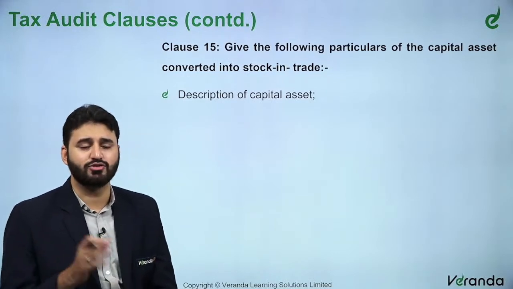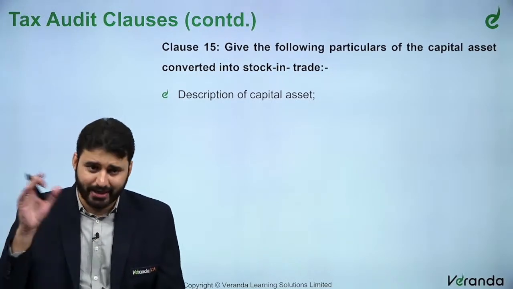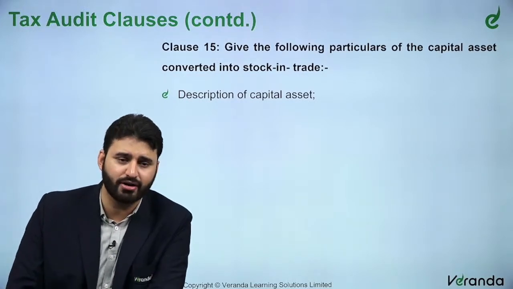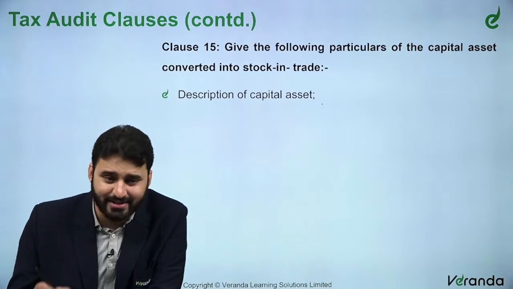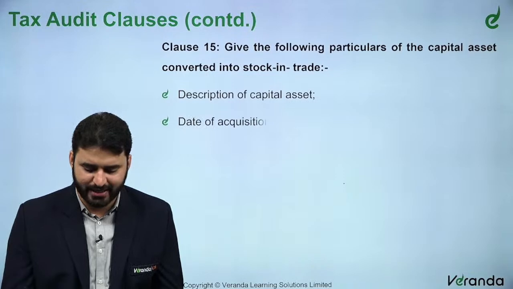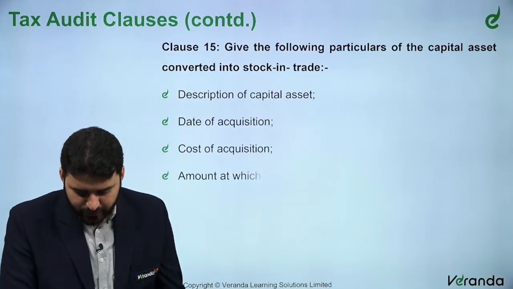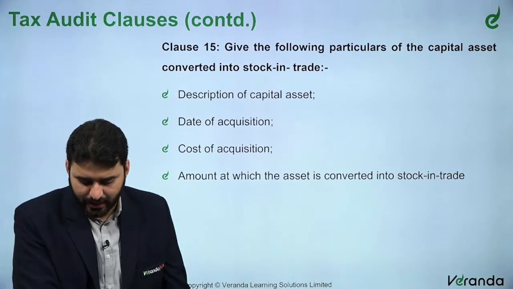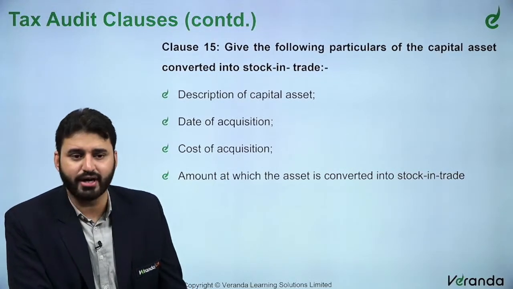So there are provisions as to how you will take that conversion. What is the cost from an income tax angle? What is the cost at which you will value that particular closing stock? If there are such cases, then you'll have to give a description of that, right? Description of capital asset, date of acquisition, cost of acquisition, at that time, what time you bought the asset, right? Capital asset, amount at which the asset is converted into stock in trade.